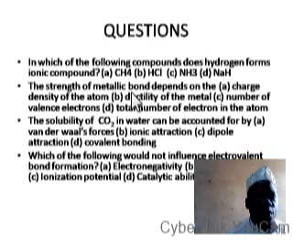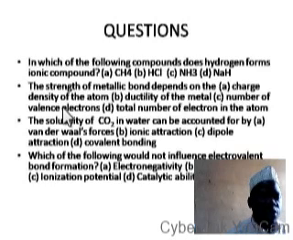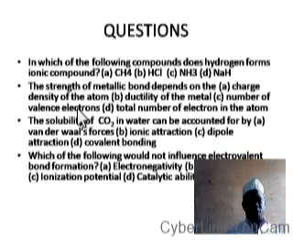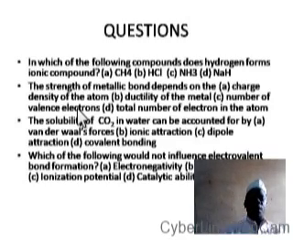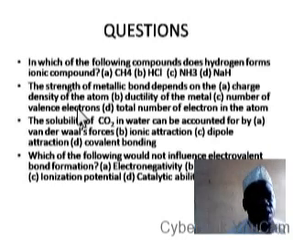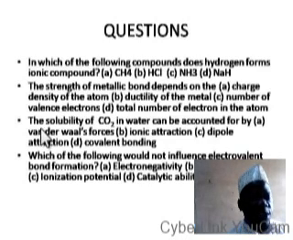Next question. The strength of a metallic bond depends on the charge density of the atom, ductility of the metal, number of valence electrons, or total number of electrons in the atom. So it is the number of valence electrons, because it is the atom's electrons that will be donated into the electron cloud. So the higher the number of electrons in the electron cloud, the stronger the attractive force and the stronger the metallic bond. So it is the number of valence electrons.